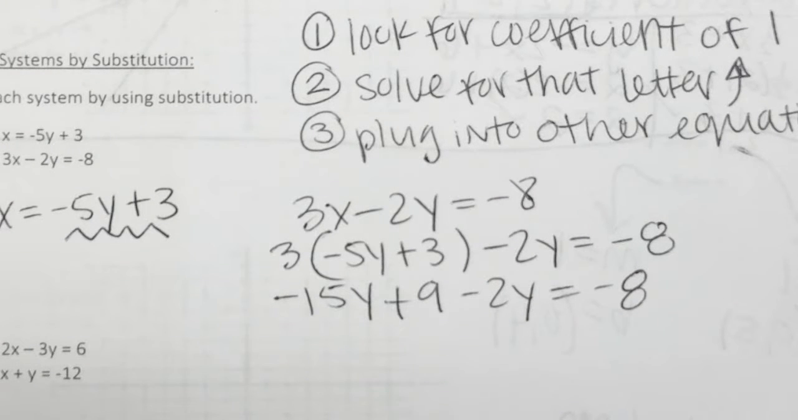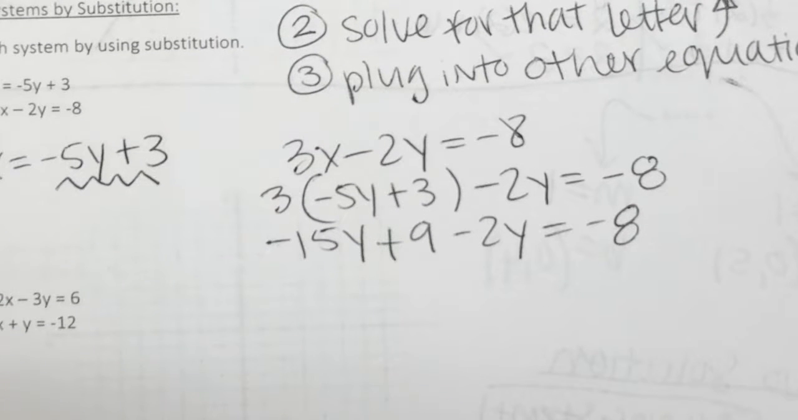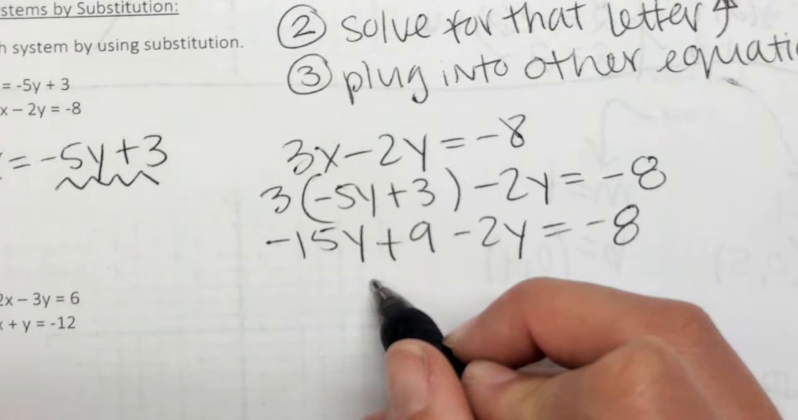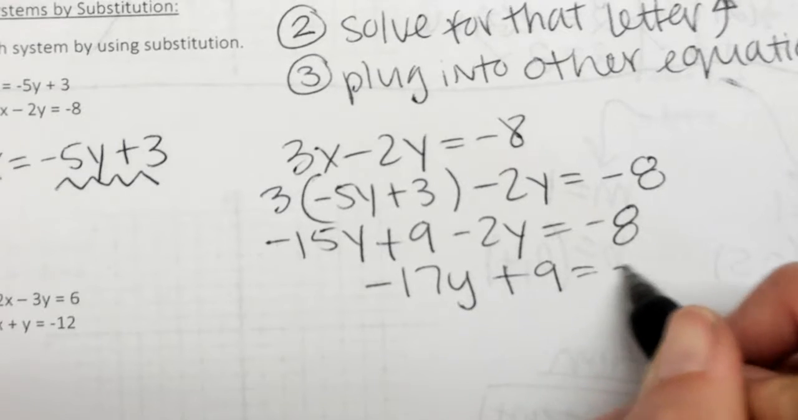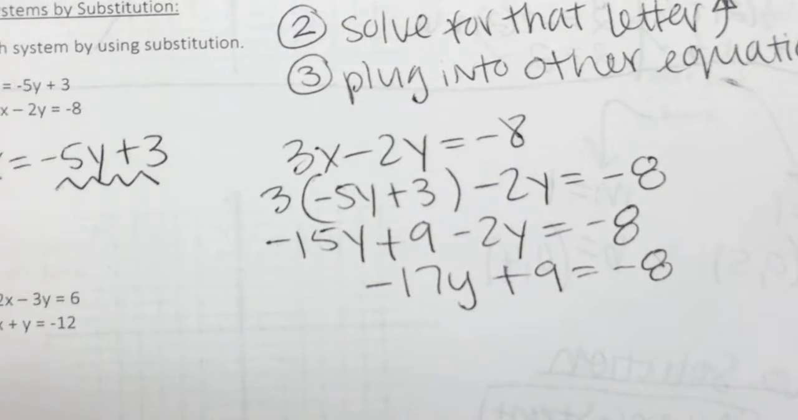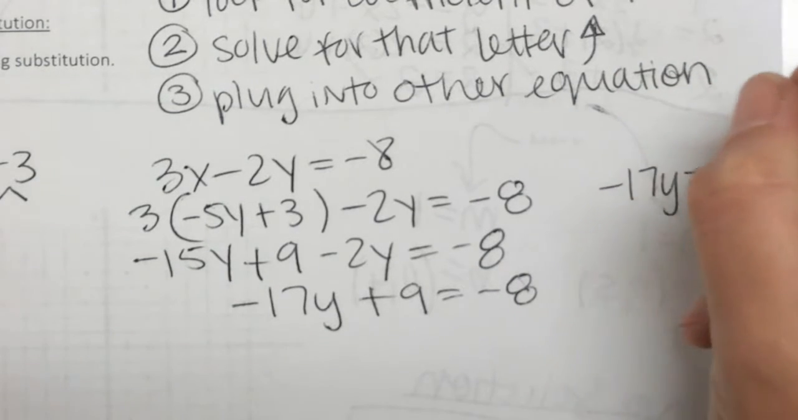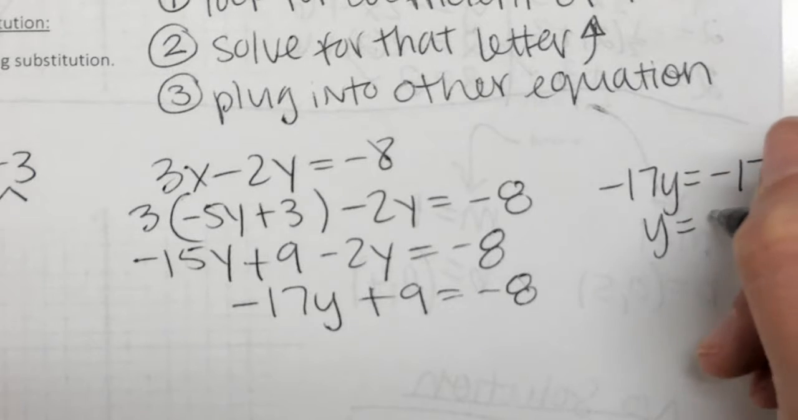Alright, Caleb, what would you do from here then? Combine like terms, so negative 15y minus 2y would make negative 17y. Good. Madison, what would you do from here? Alright, so that would make negative 17y equals what? Good. So everybody, y is 1.